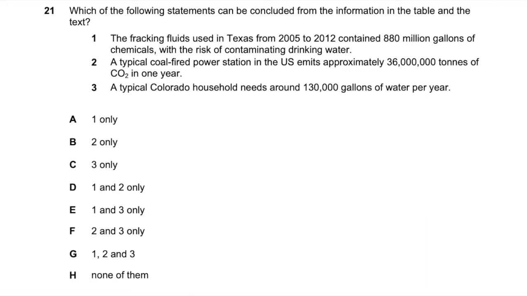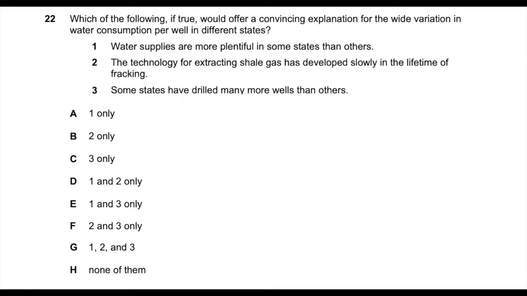Question 22. Which of the following, if true, would offer a convincing explanation for the wide variation in water consumption per well in different states? 1. Water supplies are more plentiful in some states than others. 2. The technology for extracting shale gas has developed slowly in the lifetime of fracking. 3. Some states have drilled many more wells than others. The correct answer is H because of the following.